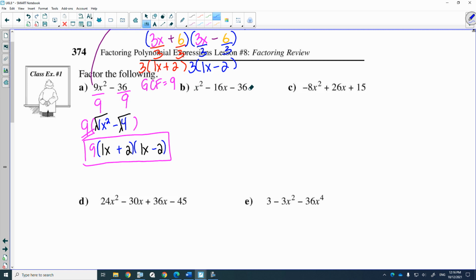Okay, here's our trinomial. Our A value is a 1. This is a PSA 1 question. So product, sum, and answer. You're looking for the product, if it's a PSA 1, of negative 36 and a sum of negative 16. Remember, you always take that top number and you say, what's everything that multiplies to 36? So 1 times 36, on your calculator you divide 36 divided by 2, and you get 18.